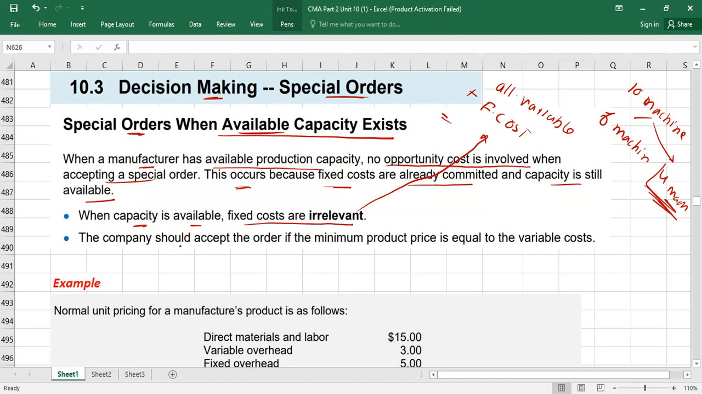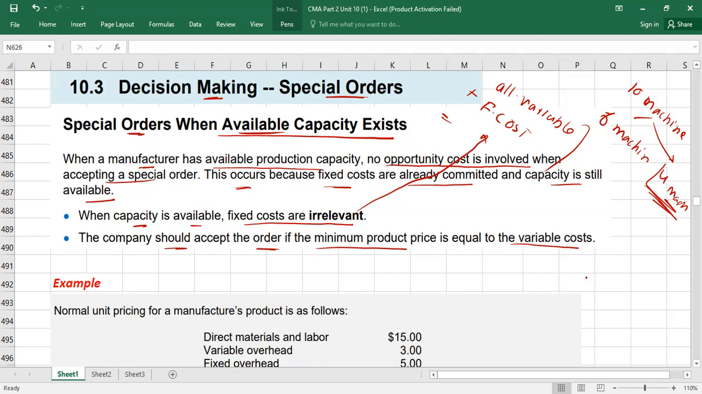Otherwise, it is irrelevant. So the company should accept the order if the minimum product price is equal to the variable cost. Obviously, guys, this is the minimum price. If the price is equal to variable cost, you would have more profit if the price is more than the variable cost or more than the relevant cost. So what are relevant costs? Please remember, this is the small story I told you in simple words. The relevant cost means all variable cost, all avoidable cost, all incremental cost which will arise due to this decision, plus fixed cost if it is changing. If fixed cost is unchanged, it is not going to be relevant.